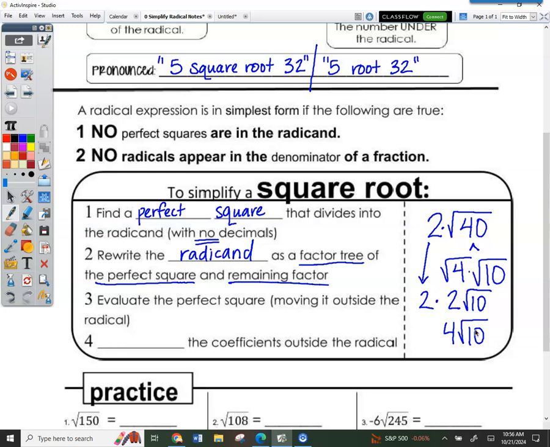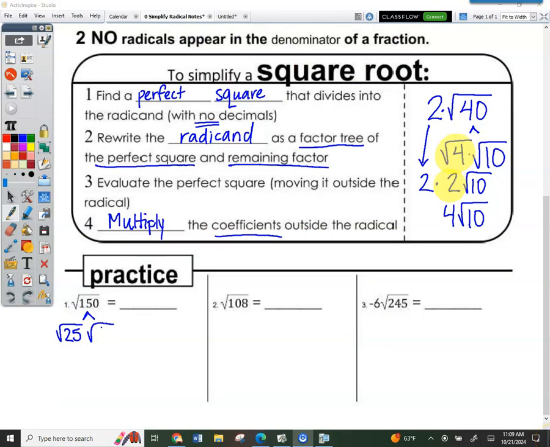Now here's the really cool thing about it. Go to your calculator and type the very first radical, the whole thing, 2 square root 40, and hit enter. So the perfect square of 25 divides into 150 6 times. You've got to write it as a factor tree. This first one always needs to be your perfect square. This needs to be your perfect square every time because it will go one step further.